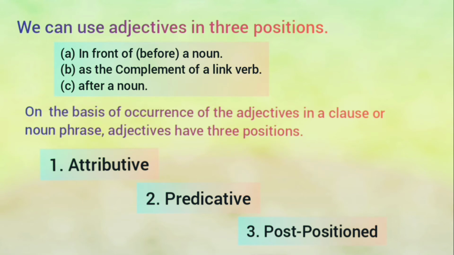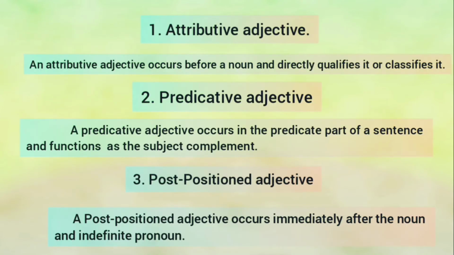Number 1, attributive. Number 2, predicative. And number 3, postpositioned. Now remember where these adjectives occur. Number 1, attributive adjective. An attributive adjective occurs before a noun and directly qualifies it or classifies it.